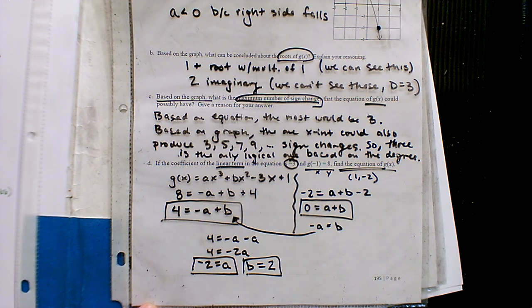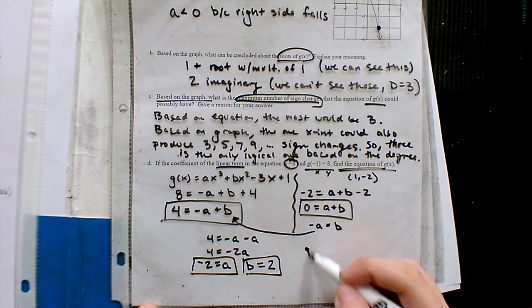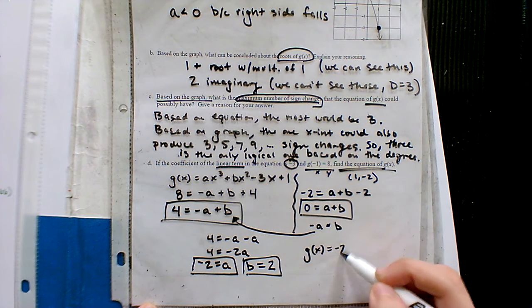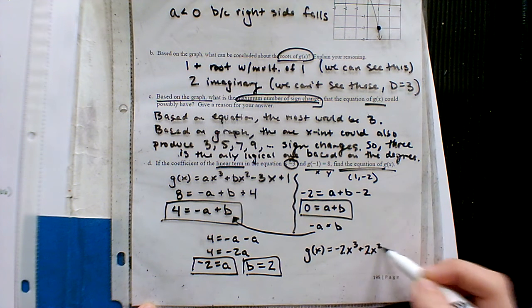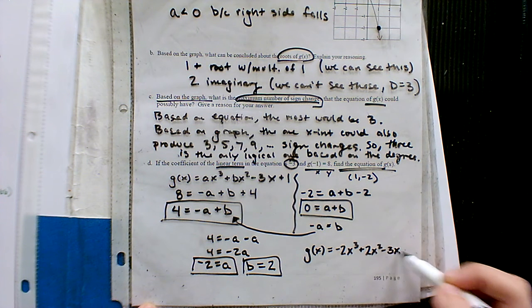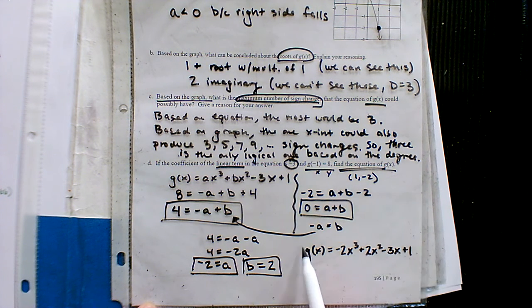Okay, so we know what A is, we know what B is. They told us what C is, and we figured out what D was from part A. So we can go ahead and write our equation. We'll have -2x to the third plus 2x squared minus 3x plus 1.